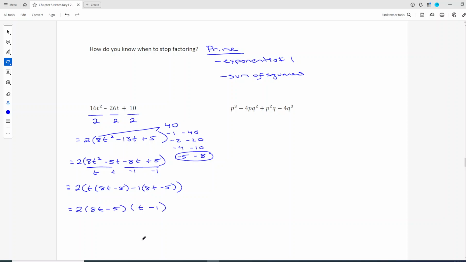On a test, this question would be worth 2 marks because there were 2 factorings that I had to do. So it's a really big hint when you're writing your test to look at what the mark values are to determine how many steps you need to do.